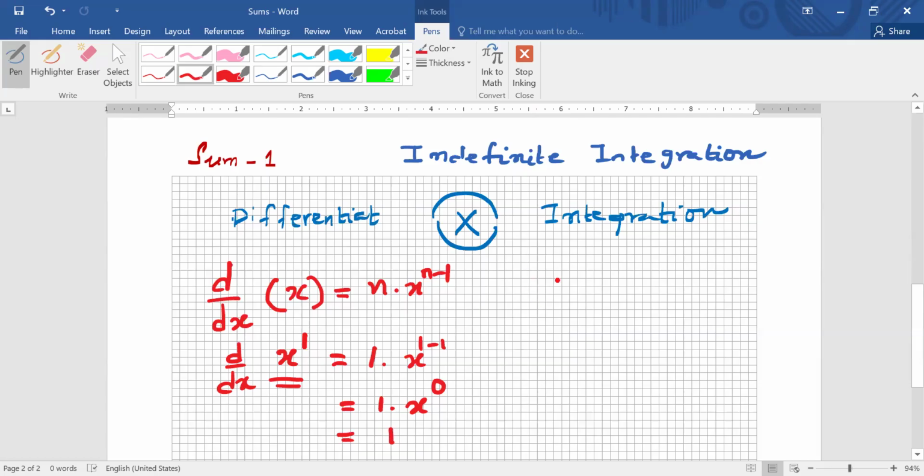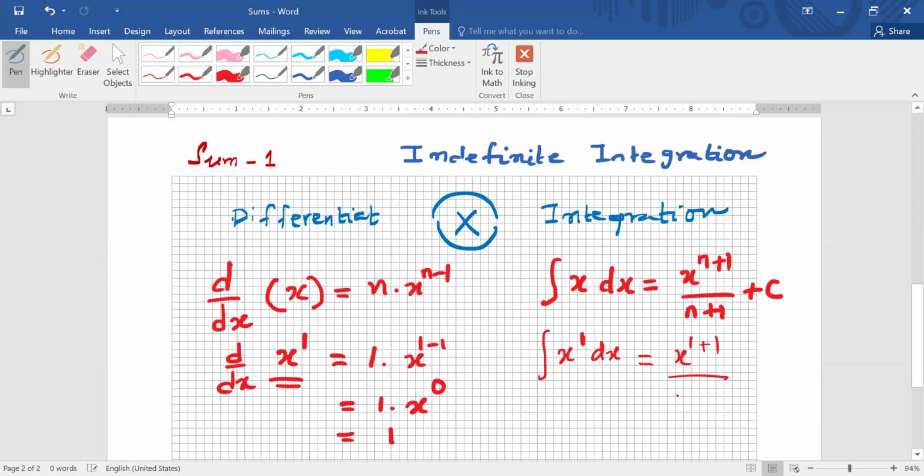Next, moving on to the other end of this particular sum, I have integration of x now. Integration of x dx. If I say this, what will happen here? The answer would be x power n plus 1 by n plus 1 plus c. This should be my answer in the integration part. So for integration of x, simply x, the power is 1, which is n. So the answer would be x power 1 plus 1 by 1 plus 1, plus c, which is x square by 2 plus c.